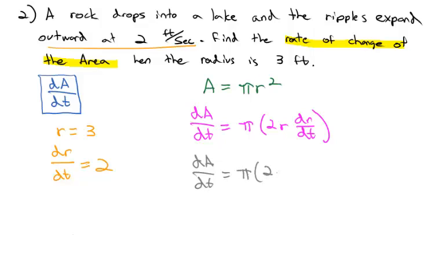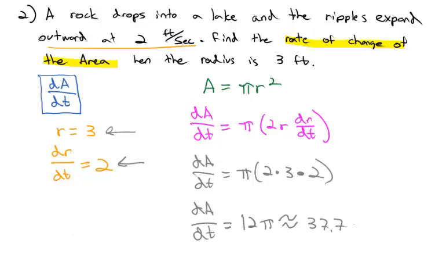equals pi times 2 times the radius, which we found out was 3, times dr dt, which we know is 2. And so the change in the area with respect to time at this moment when the radius of the ripples is 3 feet is 12 pi, or approximately 37.7 feet per second. That is the change in the area over time when the radius hits that point of 3 feet.